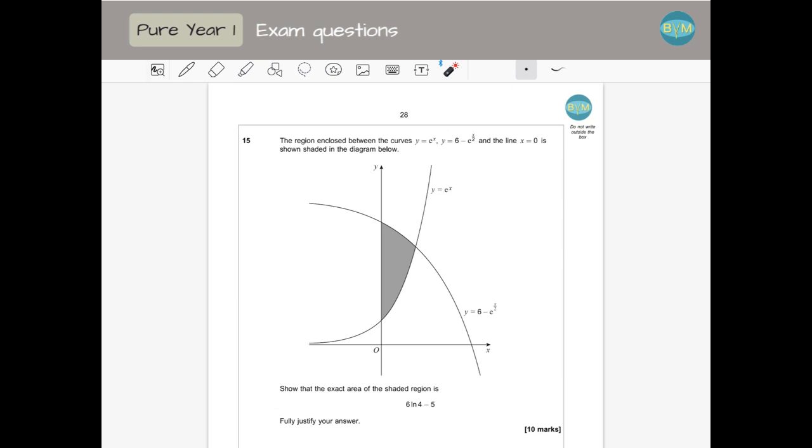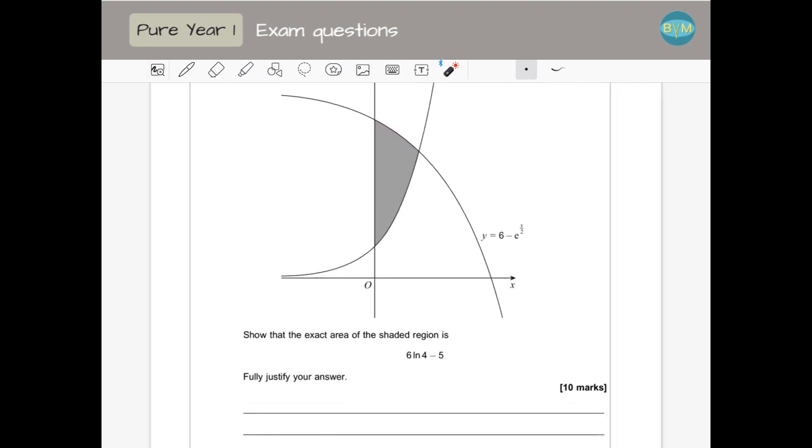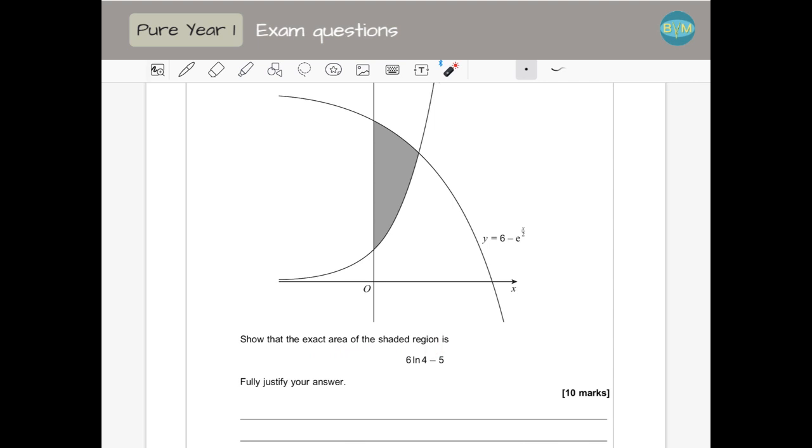Hello, this is question 15 on your AQA paper 1, November 2020. So you have a region enclosed between the curves y equals e to the power of x, which is this one, and y equals 6 minus e to the power of x halves, which is this one. And the line x equals 0 is here, yeah? So it's this area, and we need the exact area of the shaded region.